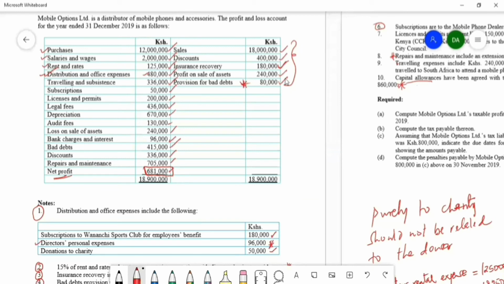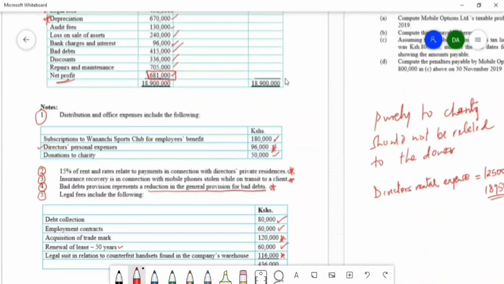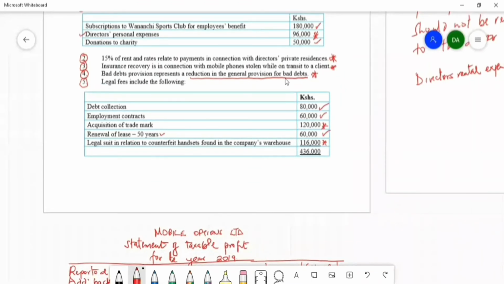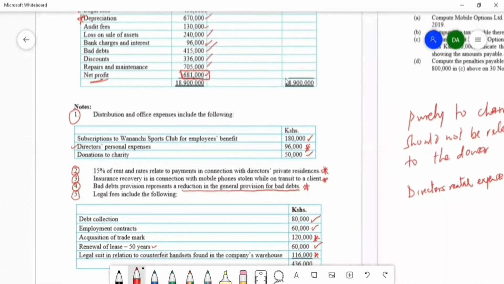Distribution and office expenses we have analyzed. Traveling and subsistence is analyzed. Subscriptions analyzed. Licenses and permits analyzed. Legal fees analyzed. Depreciation is not an allowable expense. So we need to add it back. It has been deducted, but is not allowable. The amount there for depreciation is 670,000.